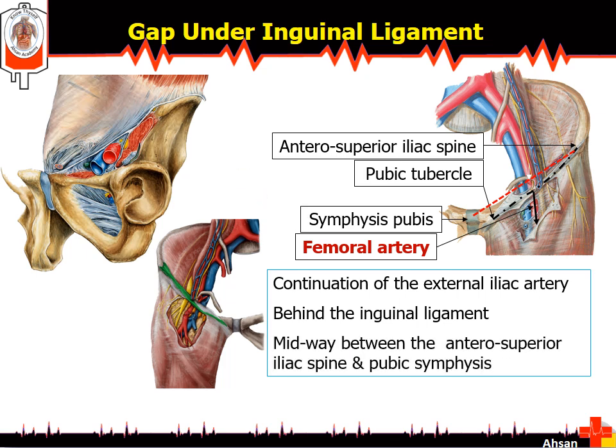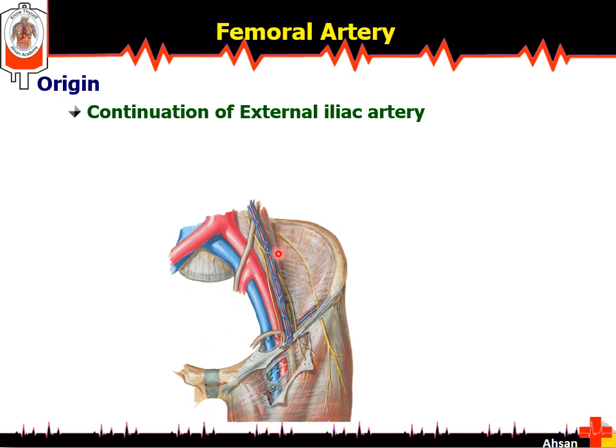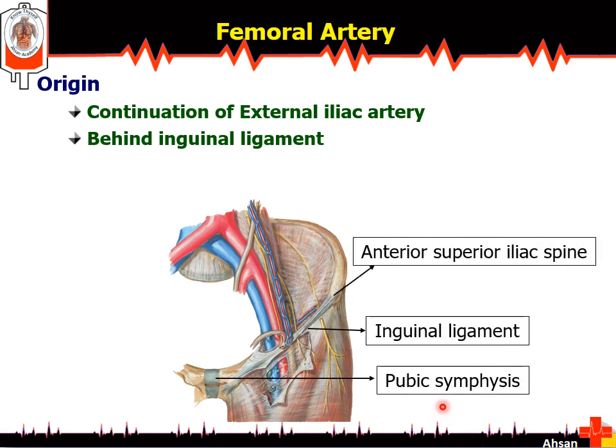So we can explain that it is the continuation of the external iliac artery behind the inguinal ligament. The point is midway between the anterior superior iliac spine and the pubic symphysis. This is also known as the mid inguinal point. The origin point is just below this mid inguinal point, behind the inguinal ligament. So the femoral artery arises as the continuation of the external iliac artery behind the inguinal ligament and enters into the front of the thigh. This way we can explain the origin of the femoral artery.